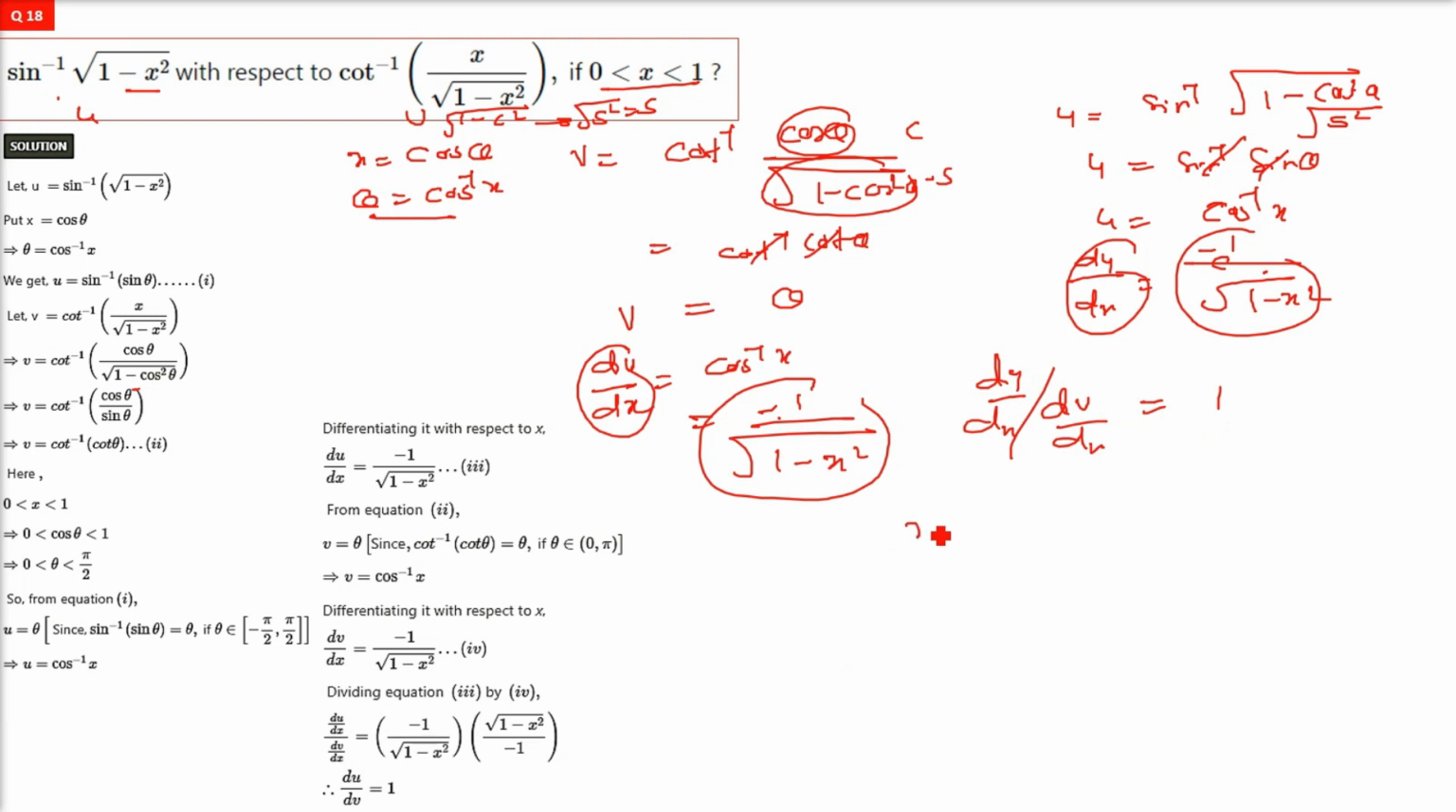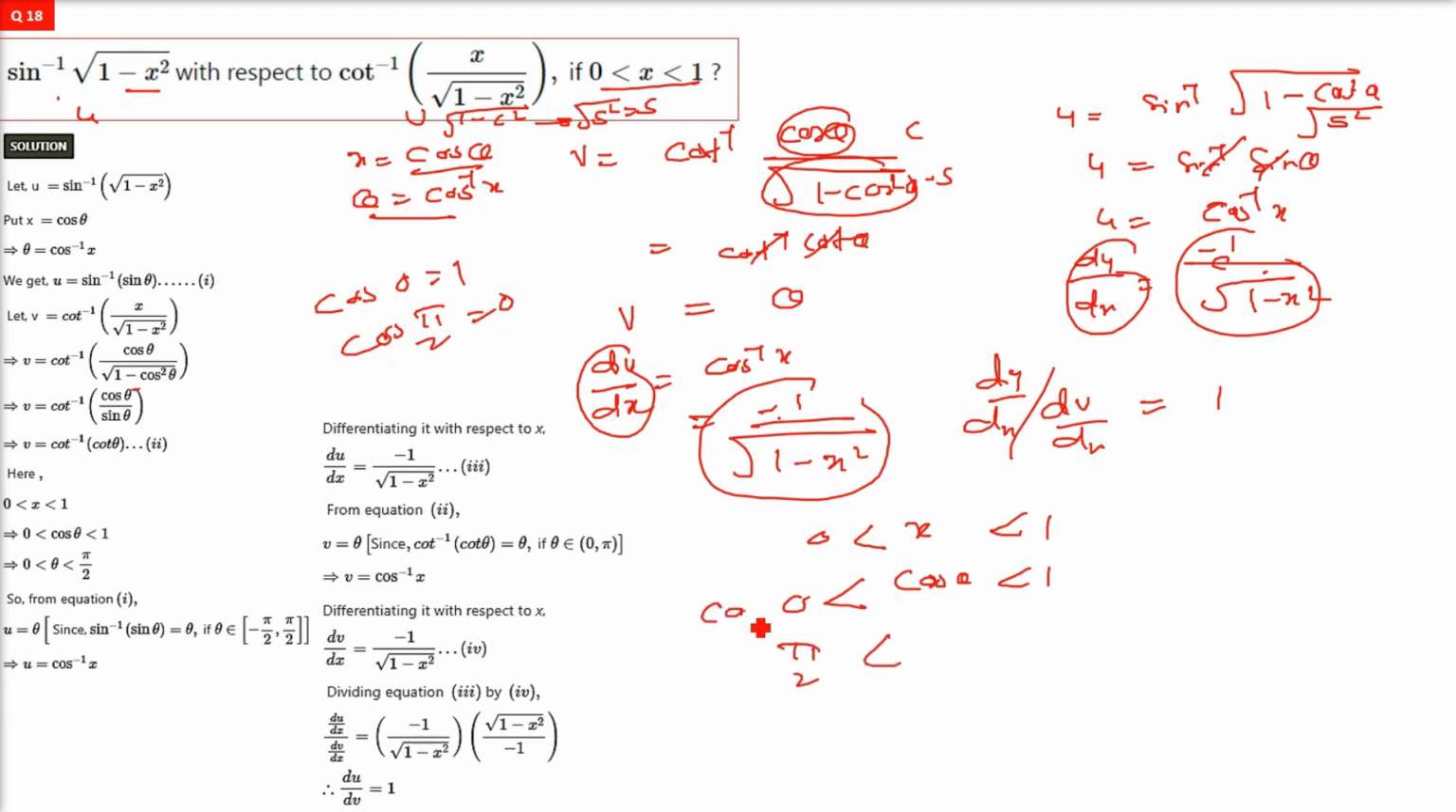Now this x is between 0 and 1. So when you take this as cos theta, it is between 0 and 1. So theta will be cos inverse of these two. Cos inverse 0, cos inverse 1, cos 0 is 1, cos pi by 2 is 0. So you can write it as pi by 2. This theta is between pi by 2 and 0. And when it is between 0 and pi by 2, the boundary is actually minus pi by 2 and pi by 2. So you're getting this inside it. Okay. So this is your 1.